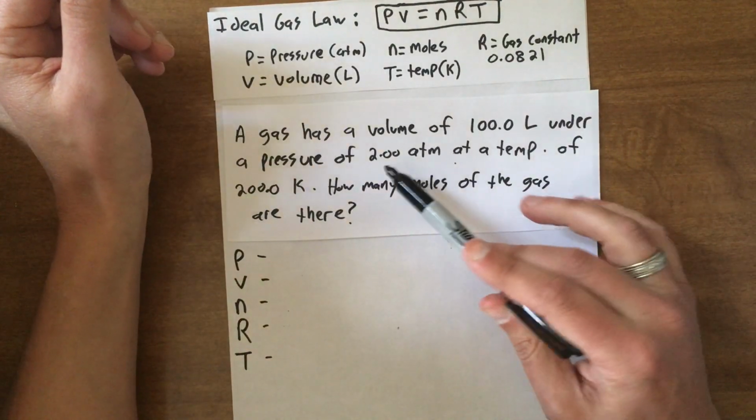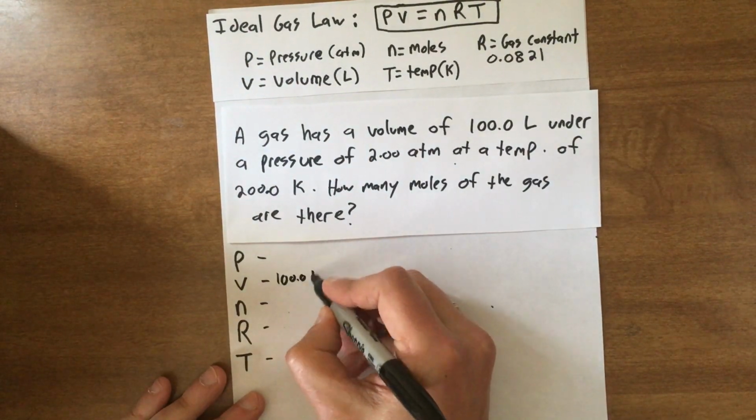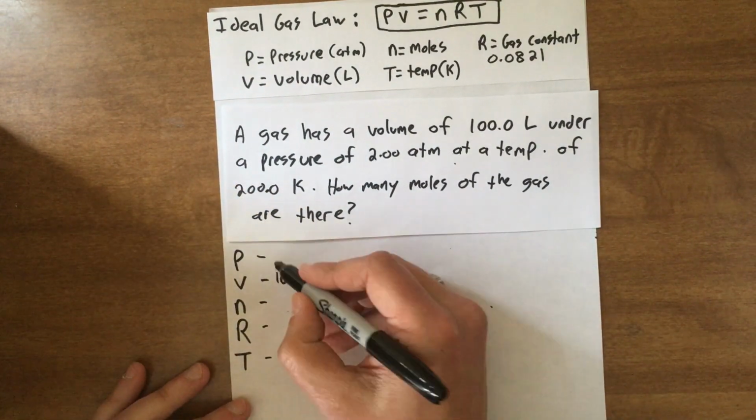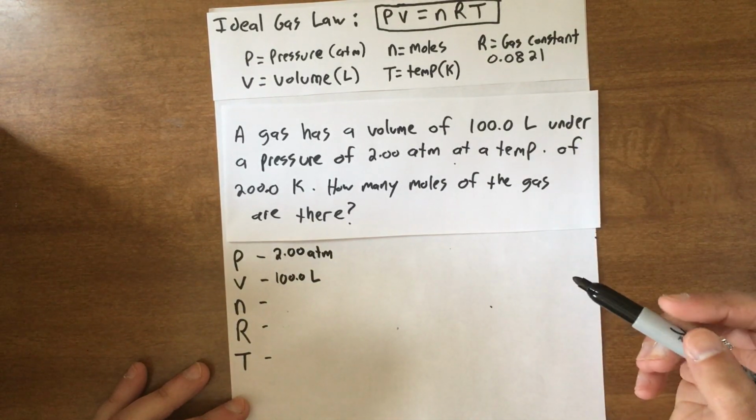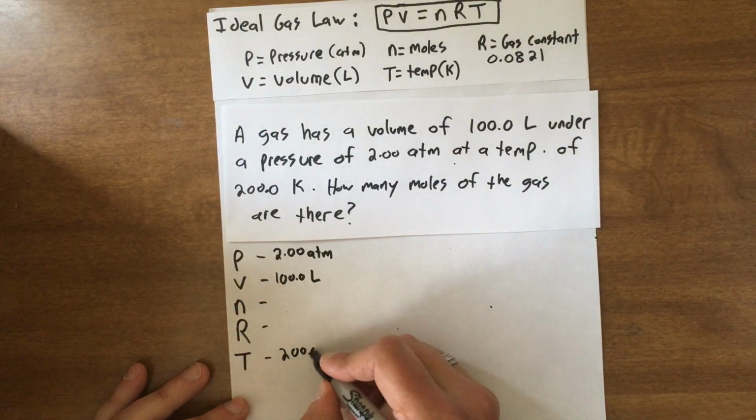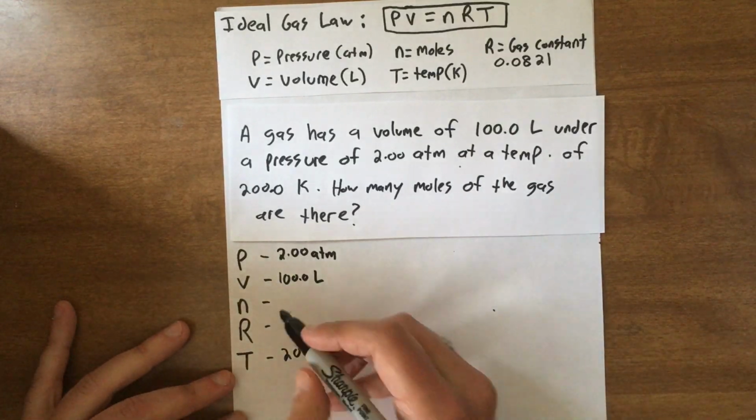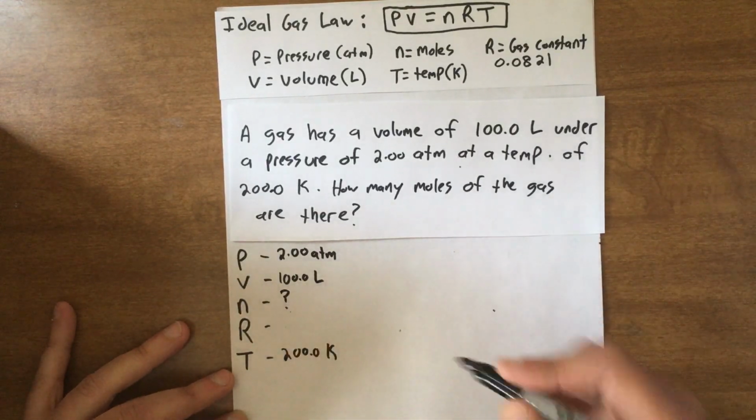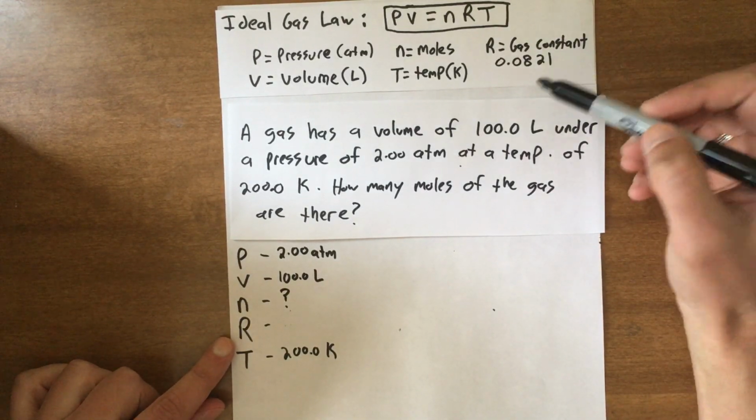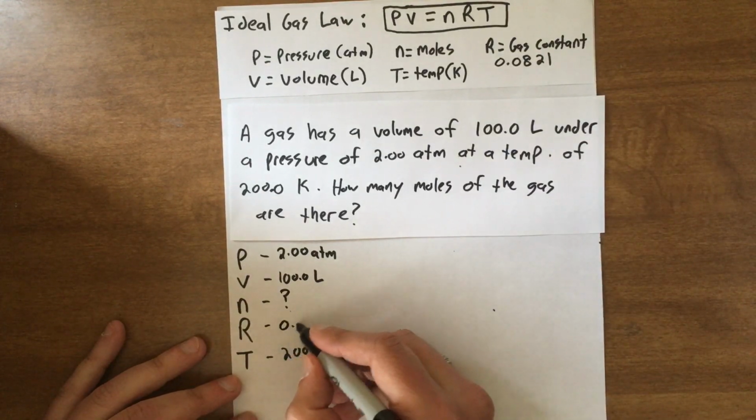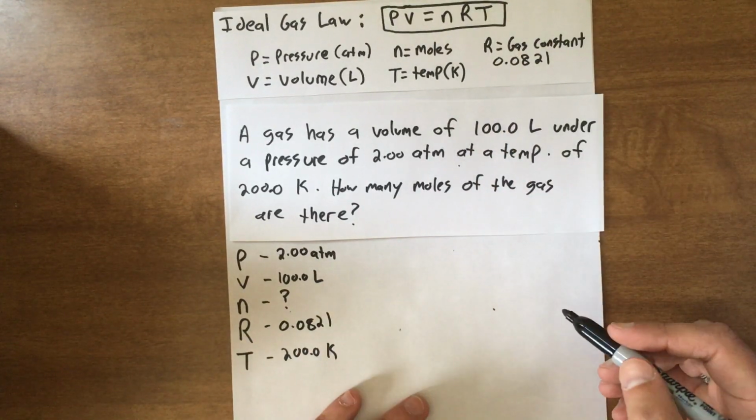Okay, let's look at the problem. Gas has a volume of 100 liters, so there's our V, 100. The pressure is 2. And the temp is 200. And the question says, how many moles of the gas are there? So we're looking for N. Now, it didn't give you R, but remember, R is always going to be that number. It's a constant, so it's constantly that number. So we always can just plug in 0.0821.